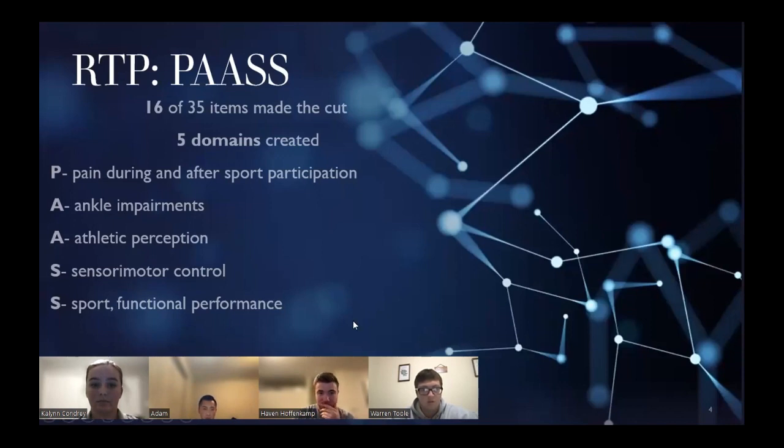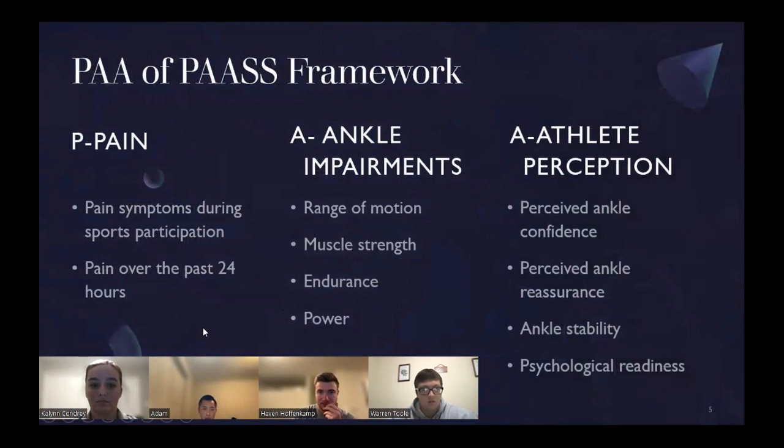And let's take a little deeper dive on those. So P, pain, that was during sports participation or over a 24-hour period. I think ultimately what they were looking at was, do you have pain after you've had a practice, for the next day. Did you have discomfort, and then it stayed with you.